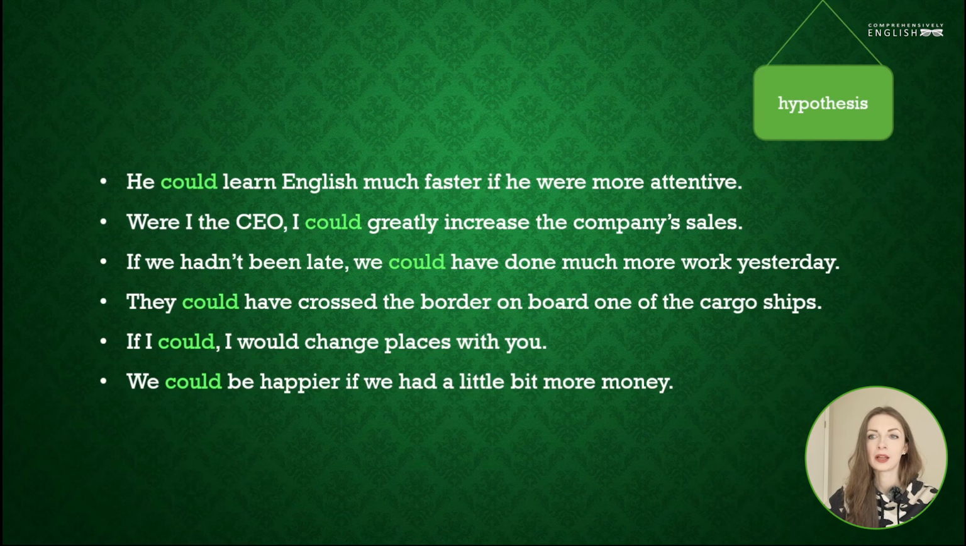If we hadn't been late, we could have done much more work yesterday. This is the third conditional, because here we speculate about a situation in the past. It's our hypothesis about the past, right? They could have crossed the border on board one of the cargo ships. Again, this is the third conditional, and we speculate about something that could have happened in the past. And so on and so forth.